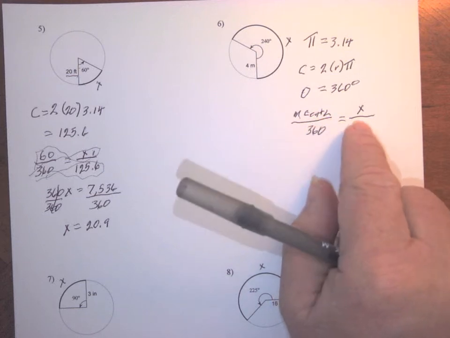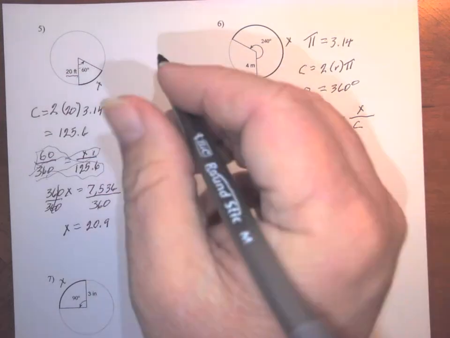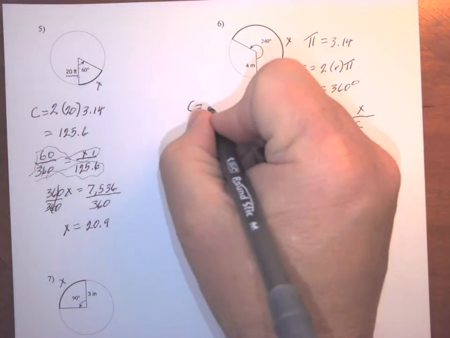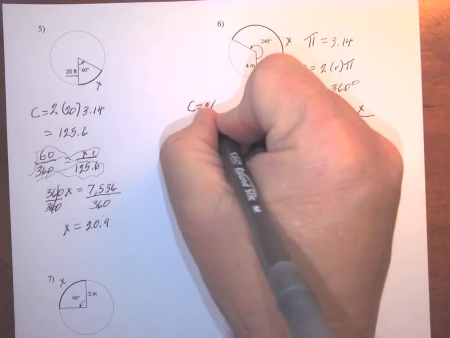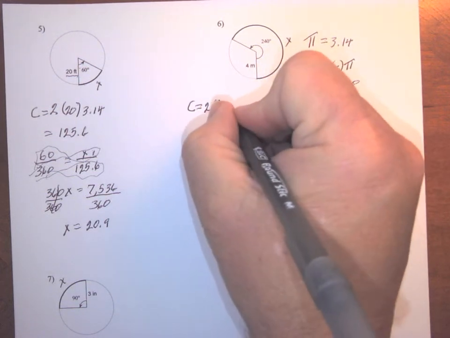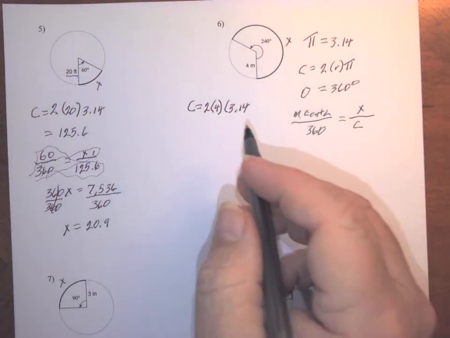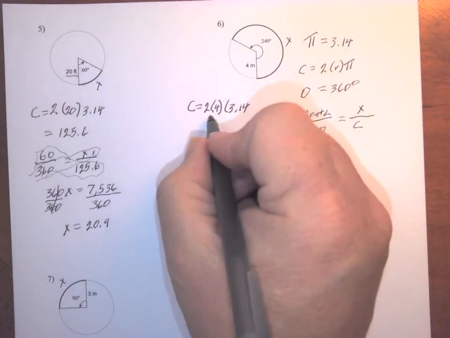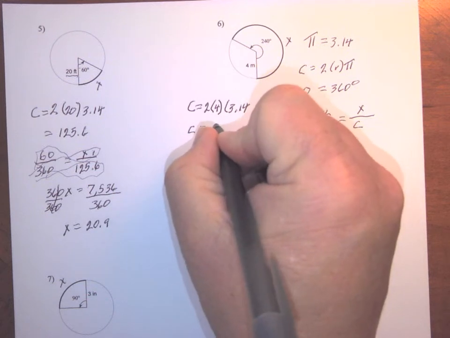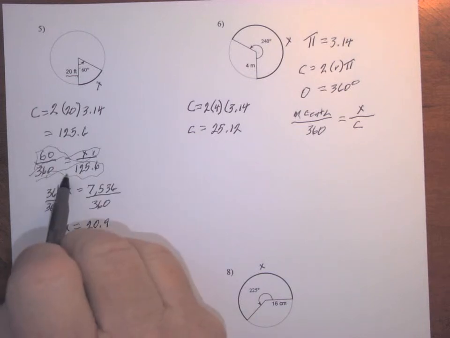Measure of the central angle over 360 is equal to what we're looking for over the circumference. So we have to calculate the circumference first. The circumference in this case is equal to 2 times a radius of 4 times what we're using for pi, 3.14. If we do that multiplication, we get 8 times 3.14, and so the circumference ends up being equal to 25.12.